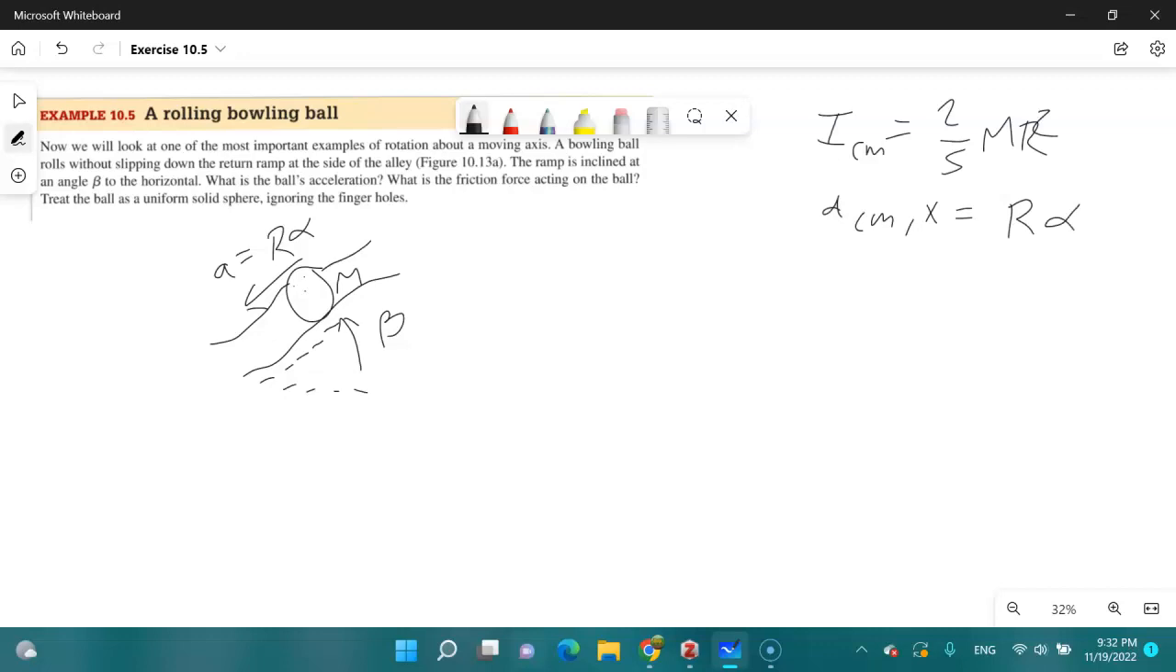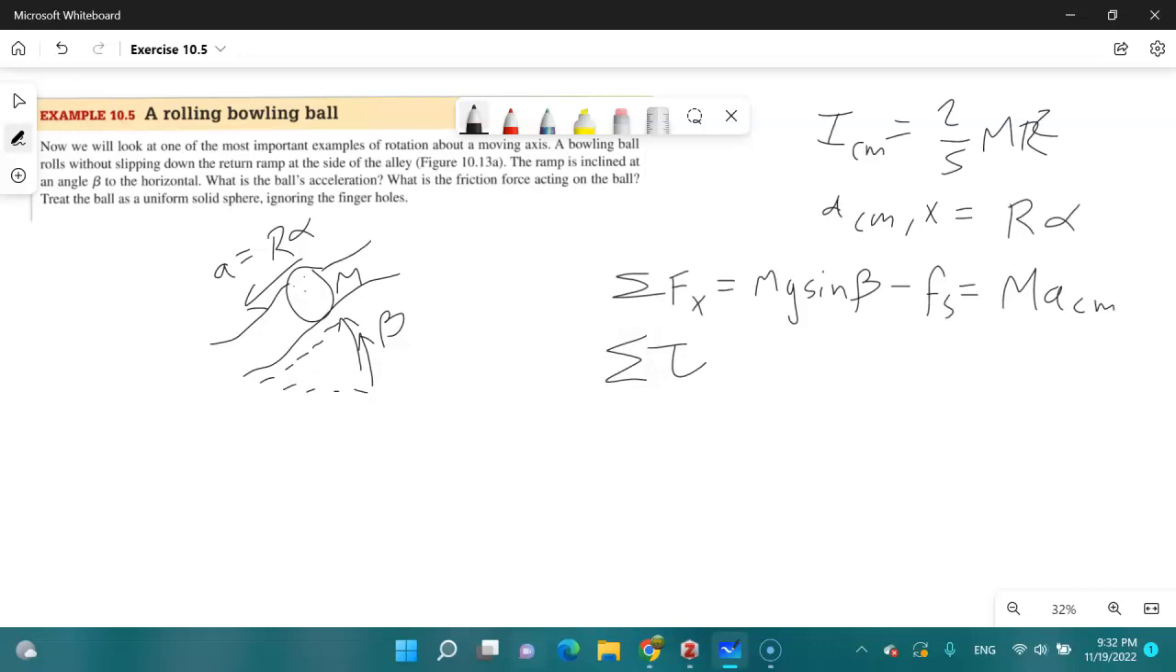Now we have to move on to finding the sum of forces. The sum of forces in the x direction can be found by doing the weight times the sine of theta, the angle that we're trying to find here, minus the friction force, which is static friction in this case. This gives us the mass times the acceleration in the x direction.